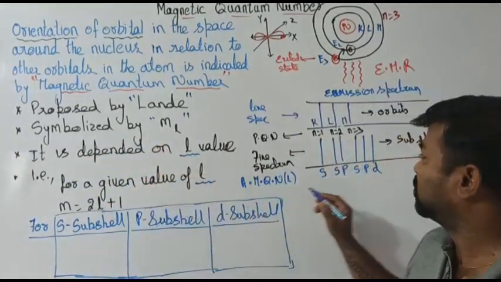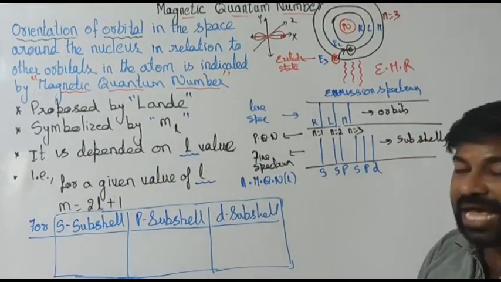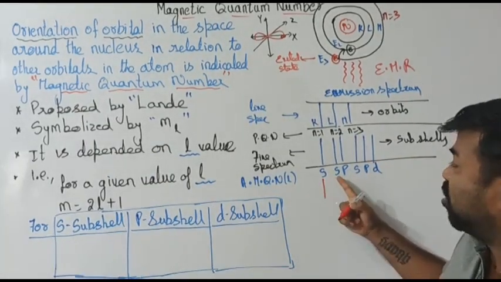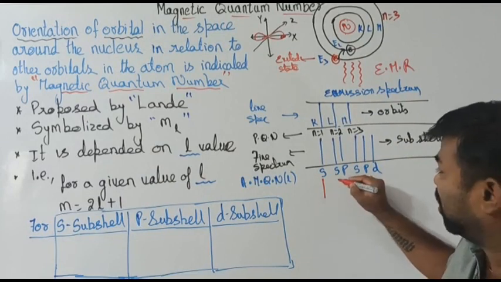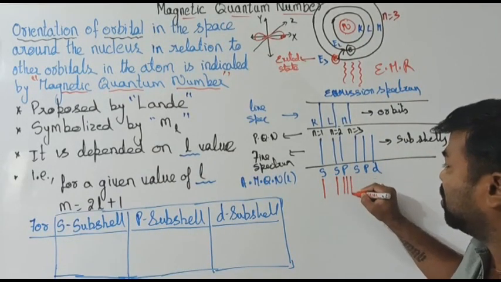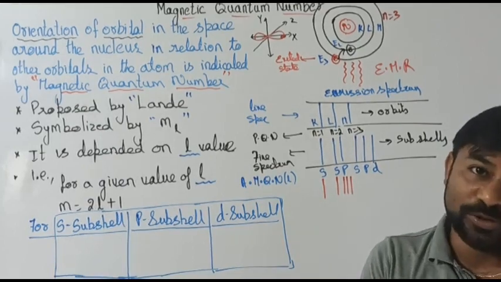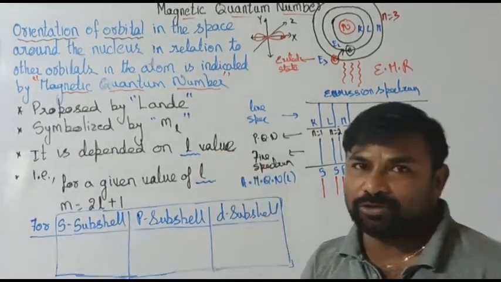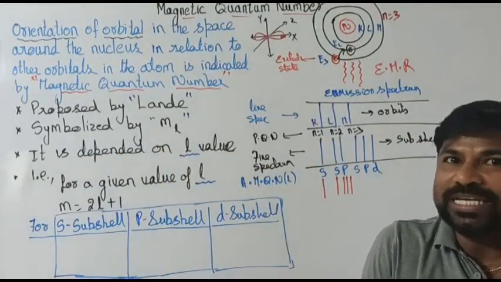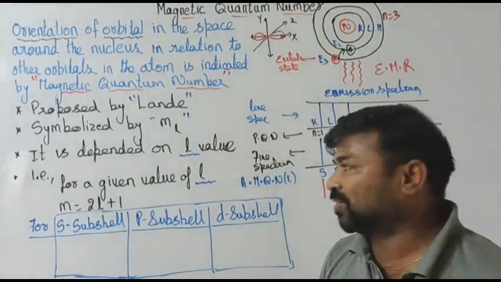The orbitals here, S, has only one. Now the first S orbital has only one, whereas P has 3 orbitals. I will explain that. Let us come back to this one. It is dependent upon the L value. How it is dependent, we will work on that.